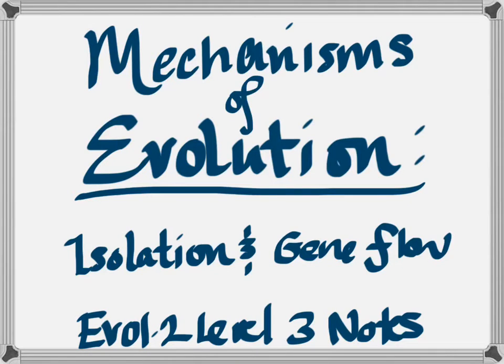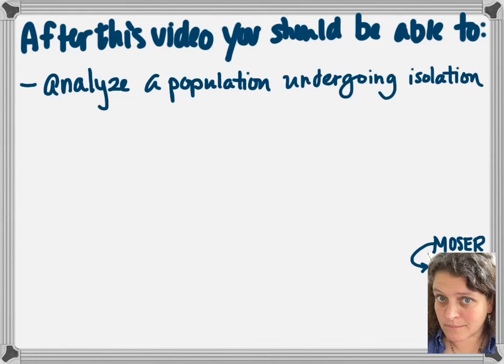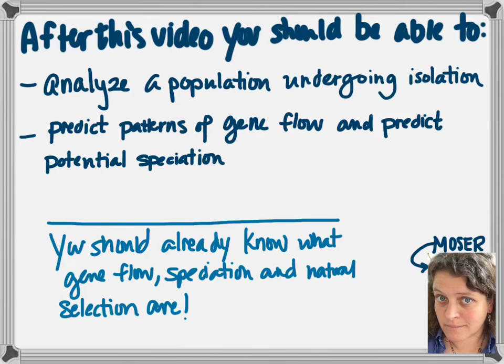It's the third in our series on mechanisms of evolution. Here we're going to talk about isolation and gene flow. This is your level 3 notes. It's me, Moser, and after this video, you should be able to analyze a population undergoing isolation and predict patterns of gene flow and predict potential speciation. You should already know what gene flow, speciation, and natural selection are.